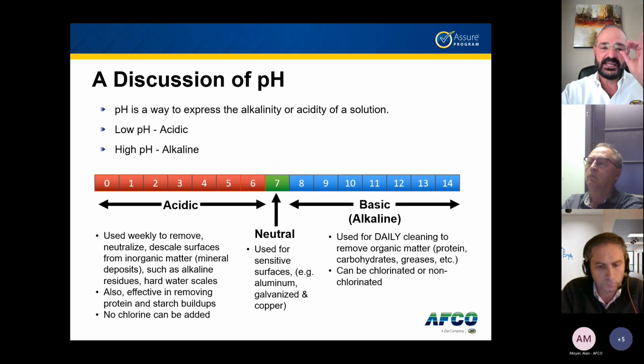Okay, so now we know what cleaning and sanitizing mean. Let's talk about the detergents in general. They are classified under 2 or 3 different categories.